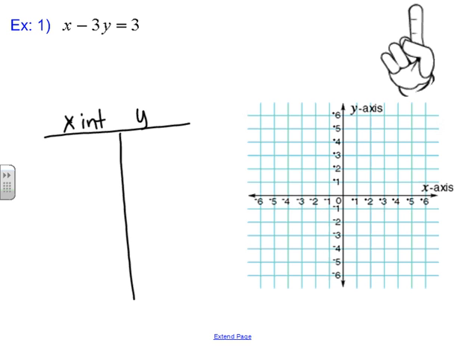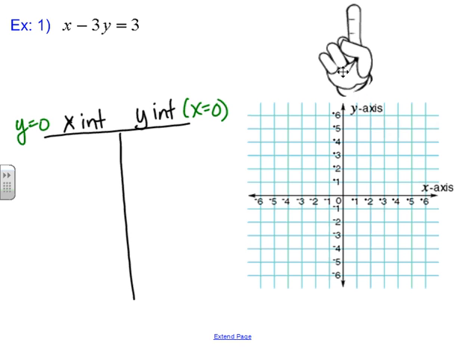X-intercept, y-intercept. And what do we know about the x-intercept? Let's add that to the side. We know that y equals 0 at the x-intercept, and on the y-intercept, x equals 0. Okay? Then you'll notice I have my handy-dandy finger up here. Well, I want you guys to use your finger as well. This is going to help us to find the x-intercept and the y-intercept.